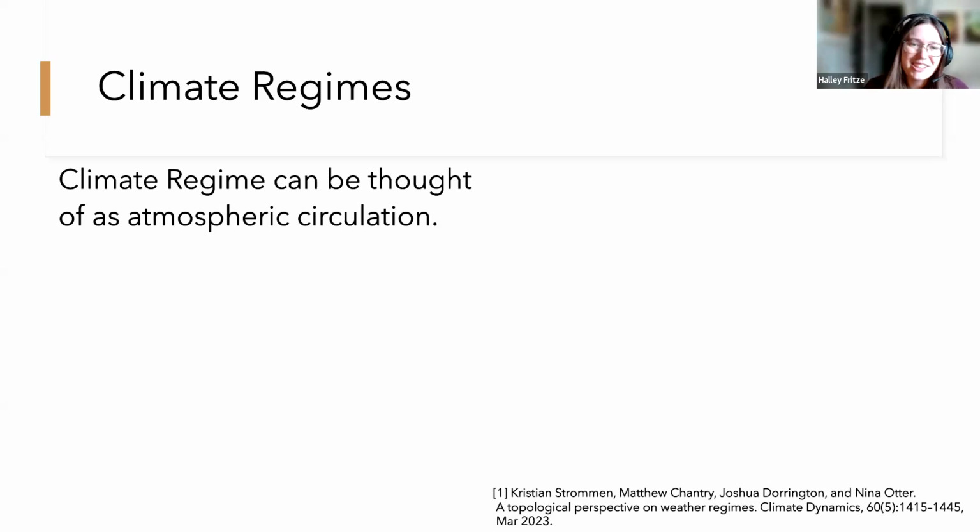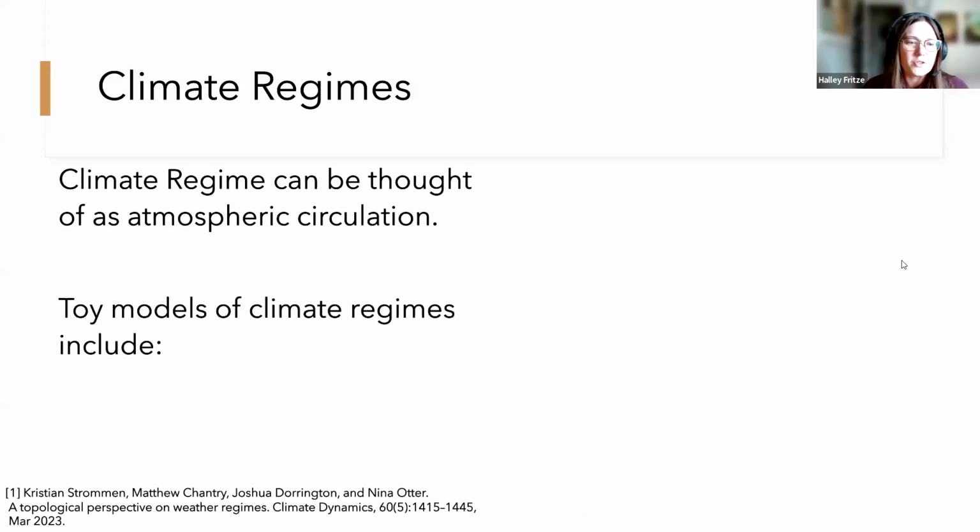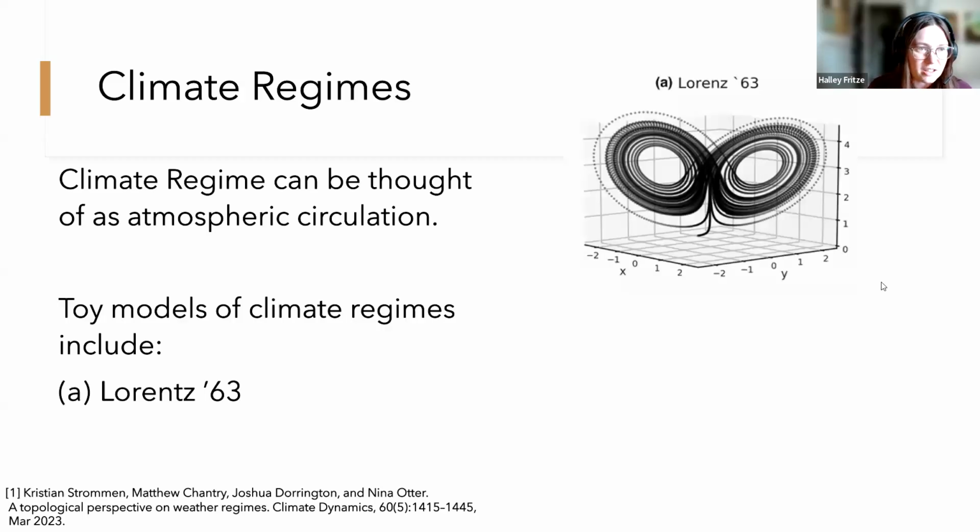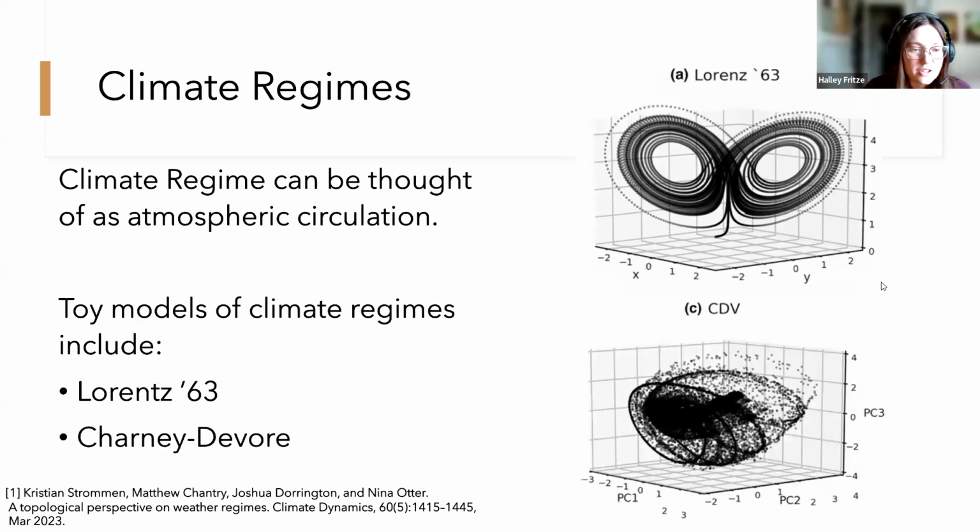When I say the word climate regime, it's sort of a not completely deciphered language in the literature, but you should just think of it as some atmospheric circulation on the Earth. So toy models of climate regimes include the following things. The Lorenz 63 double butterfly dynamical system is an accurate toy model for a climate regime. Something else is the Charney-DeVore dynamical system. I believe this one models barotropic pressure in climate systems. So these are two toy models.